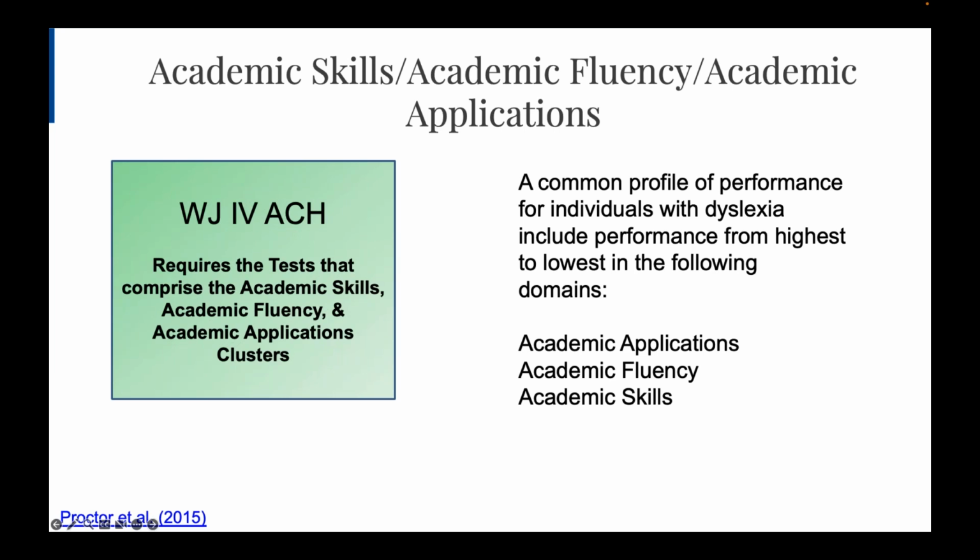So by using this particular procedure and using previous literature, such as Proctor and others, we can see if that pattern that dyslexic individuals tend to evidence, which again would be academic applications being the highest in terms of score, academic fluency being in the middle, academic skills being the least developed, we can use a variation procedure like this to see if that pattern holds true. And again, we're not saying because that pattern holds true, the individual has dyslexia, but it can just be another data point to help us support a diagnosis or classification of that given condition.